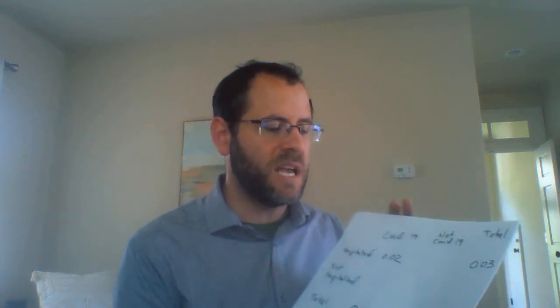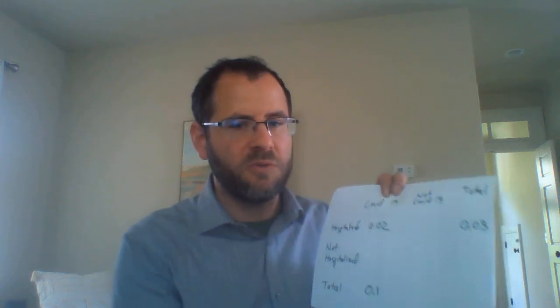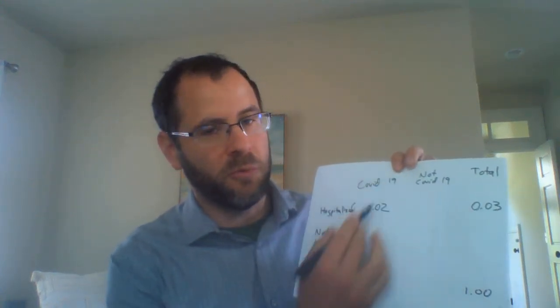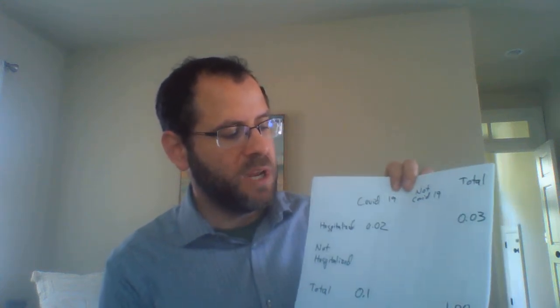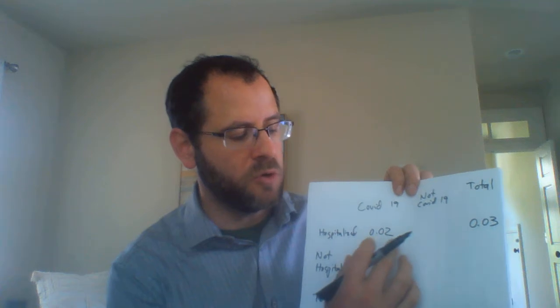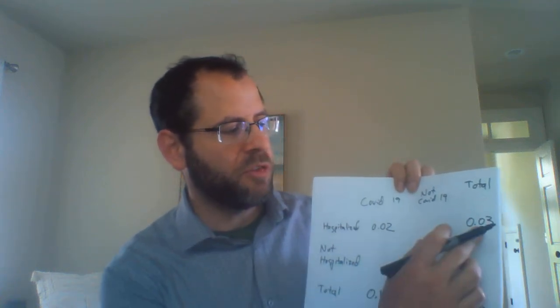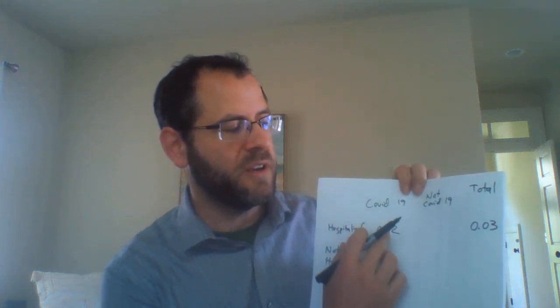One other thing about these tables: in the lower right corner, the grand total is always going to be 1. The probability of someone being within this population is 1 for the people that we're looking at. Now, to fill in the table, we need to make all of the rows and columns add up to each other. So up here, we know that 3% of people are hospitalized, 2% of them are COVID-19 patients.